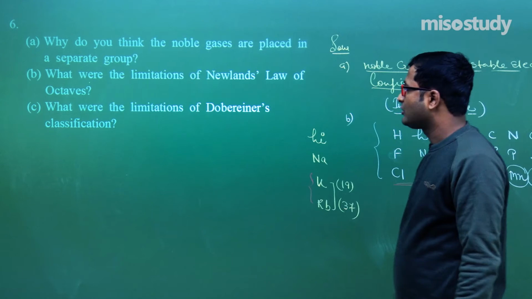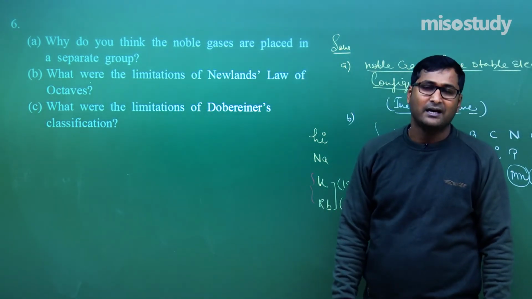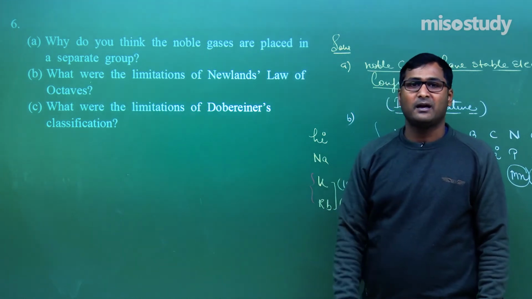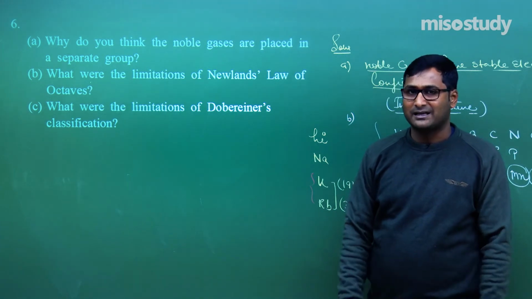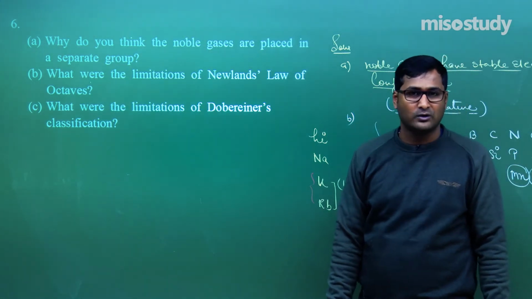What were the limitations of Dobereiner's classification? What did Dobereiner tell? Dobereiner told that the middle element has atomic mass exactly or nearly equal to the arithmetic mean of the other 2 elements.